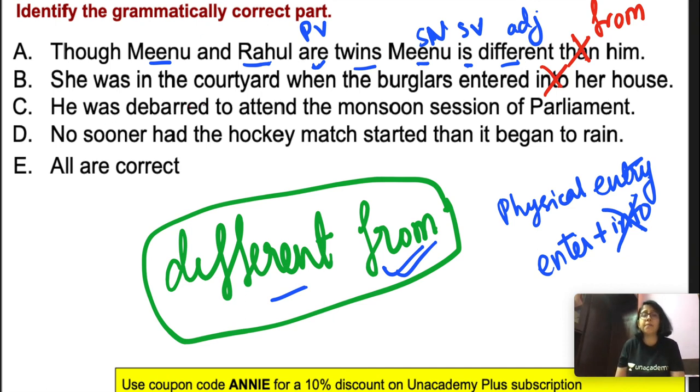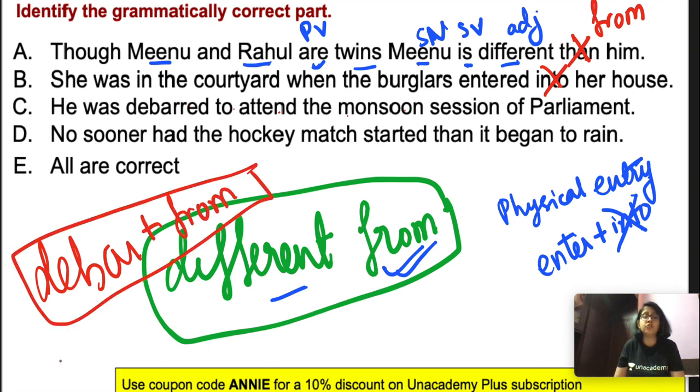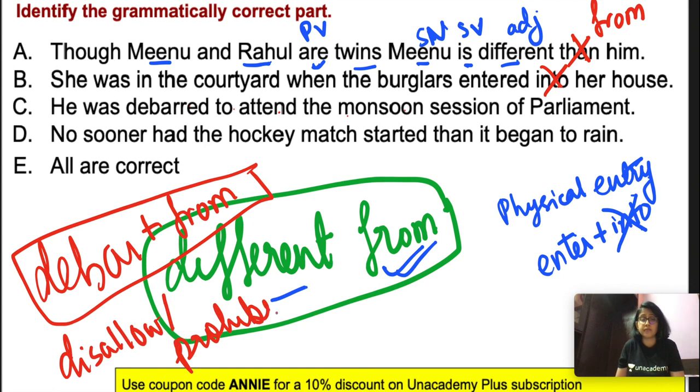Next, he was debarred to attend the monsoon session of parliament. Debar, after debar always from is used. Debar from means what? Debar from means to disallow, to prohibit. Okay, so he was debarred from, and after from ing verb is used. So he was debarred from attending the monsoon session of parliament.